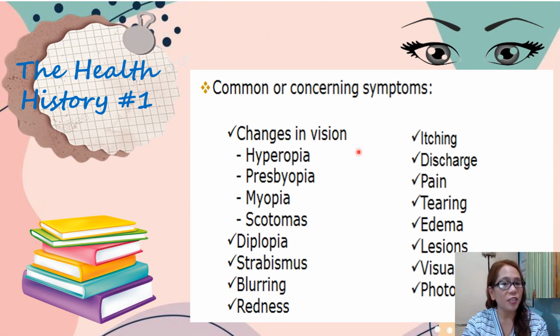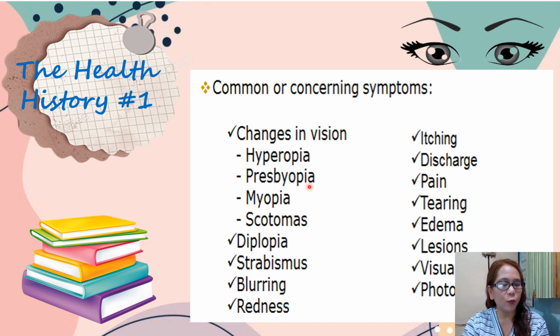Okay, so now let's move on to the common and concerning symptoms that you must take note of when you are doing the physical examination and you observe or you found out the following. Okay, changes in vision. Okay, merong hyperopia. Hyperopia refers to farsightedness wherein you can see distant objects clearly. This can be due to the eye's light-bending property or hereditary.